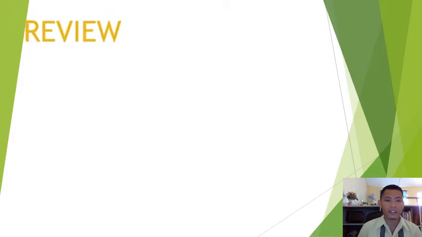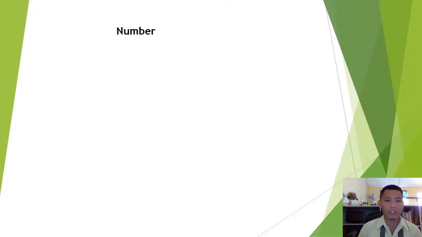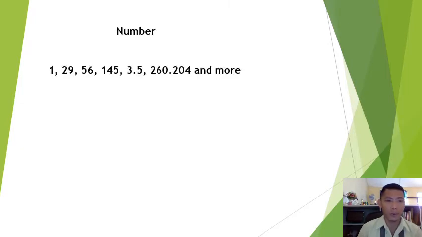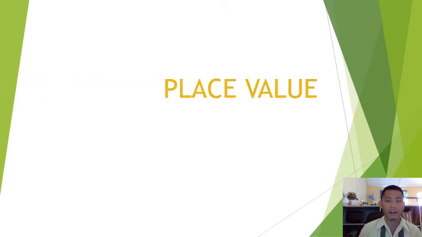In our last lesson, we discussed numbers like 1, 29, 56, 145, 3.5, 260.204, and more. And also in words like 1, 2, 3, 400, and more. Okay? Each digit in any number has a place value. And that is our lesson for today, place value.